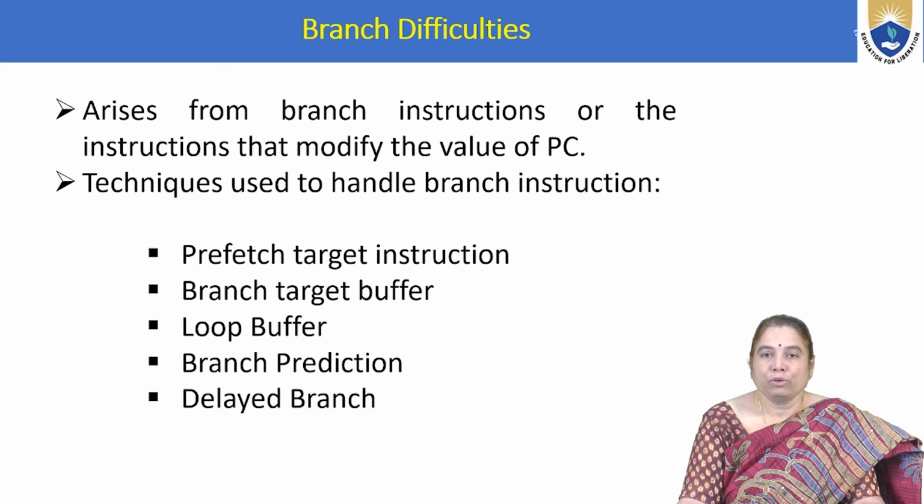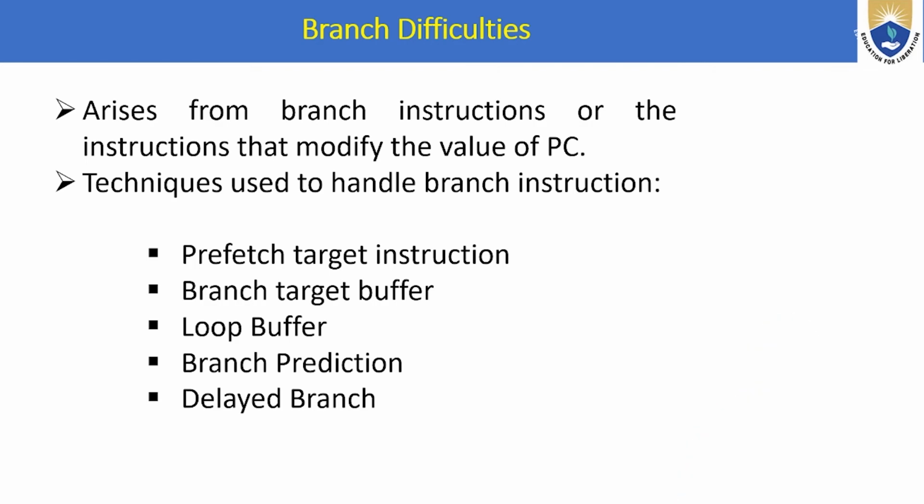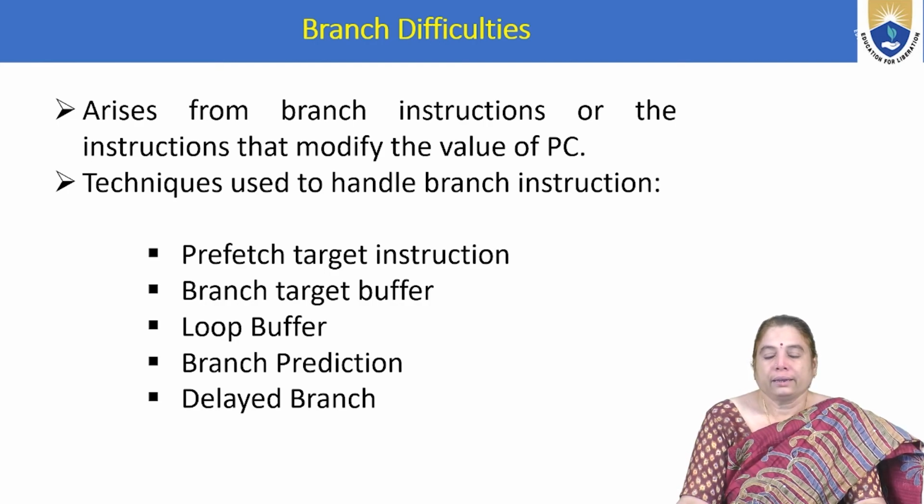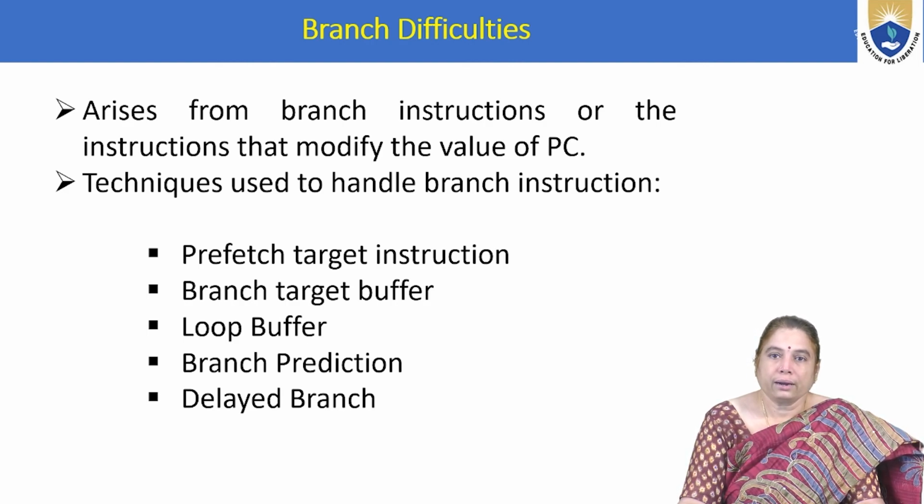The third one is the loop buffer. The loop buffer is a special hardware mechanism used to store the return address of the instruction execution in case a branch occurs.